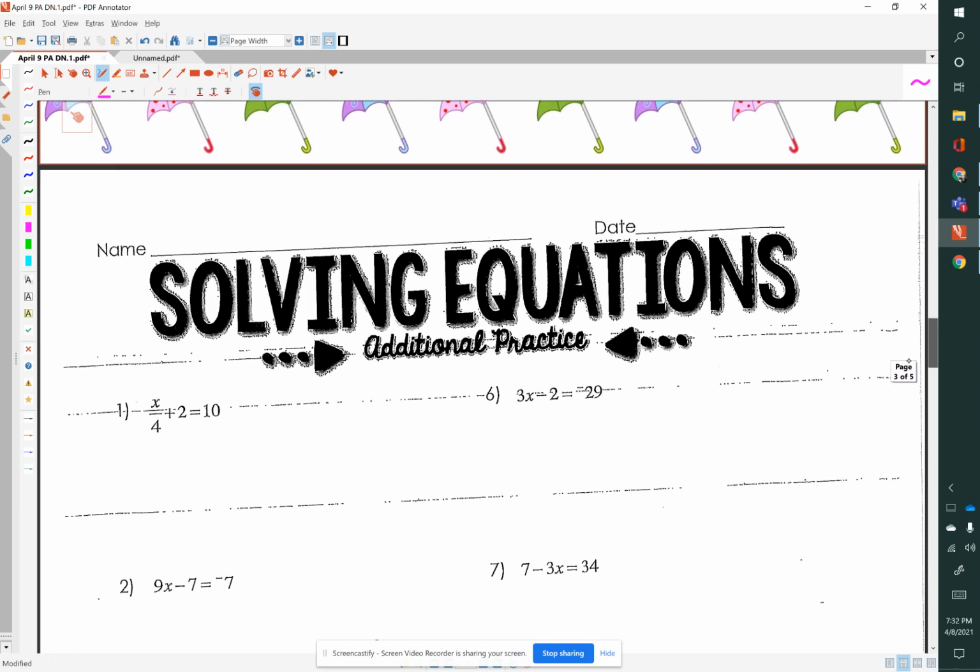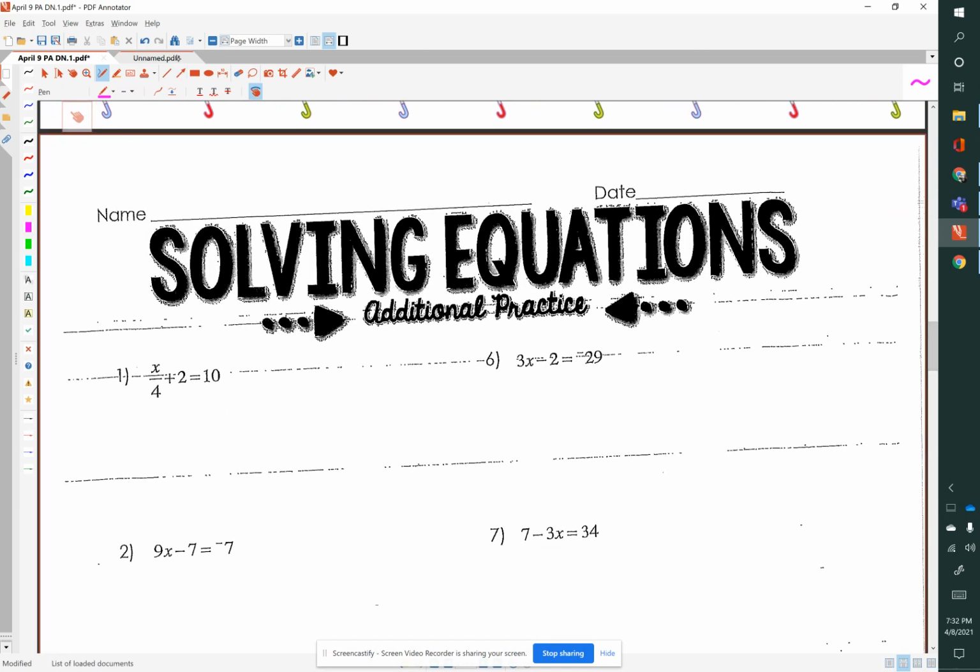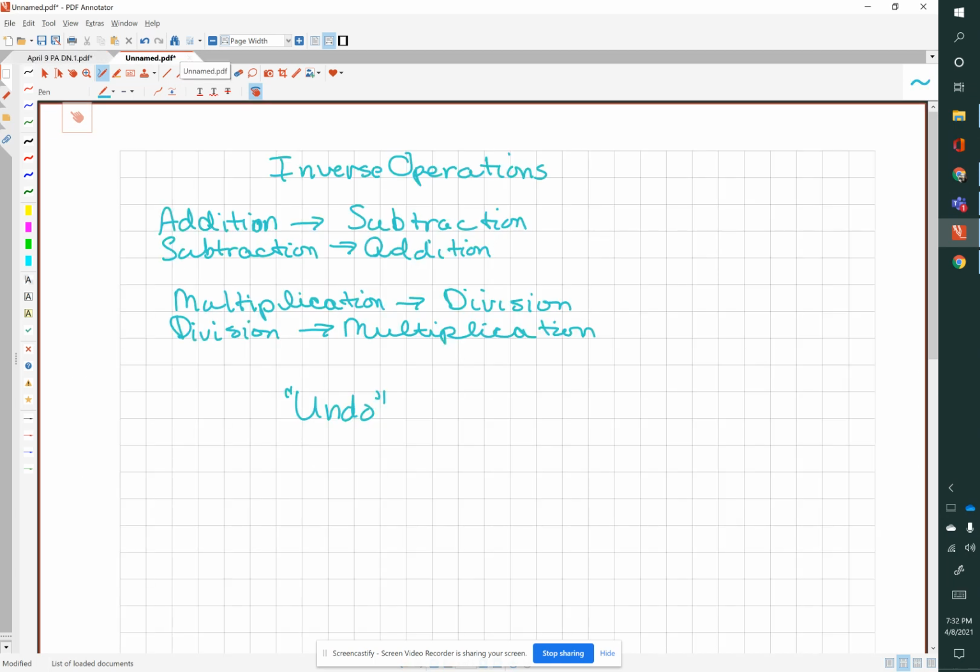So now we're going to solve equations. And before we do that, I want us to think about inverse operations. Inverse are like opposite operations. And the inverse of addition is subtraction, and the inverse of subtraction is addition. The inverse of multiplication is division, and the inverse of division is multiplication.